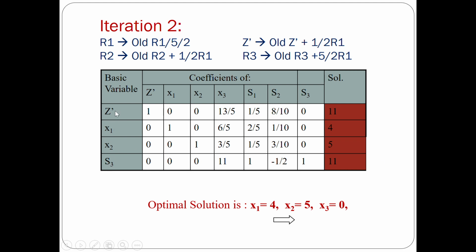And the Z dash value is 11, but what we need is the Z value. So it should be multiplied with minus 1, so that the Z minimum value is equal to minus 11. This is how we have to calculate and arrive at an optimum solution for the minimization function. This is one of the special cases. The next special case is the unbounded solution problem.